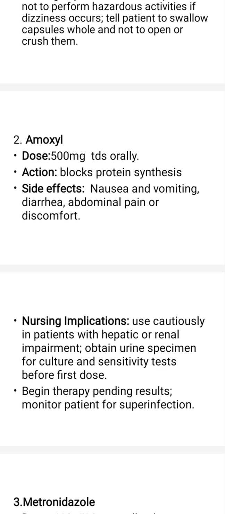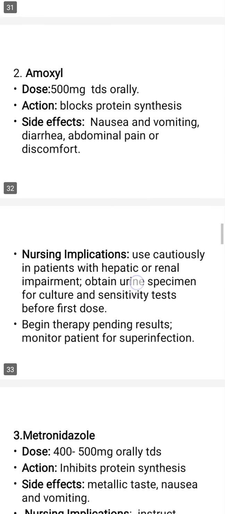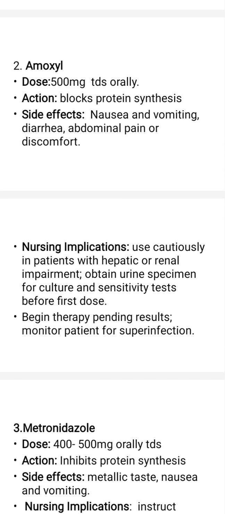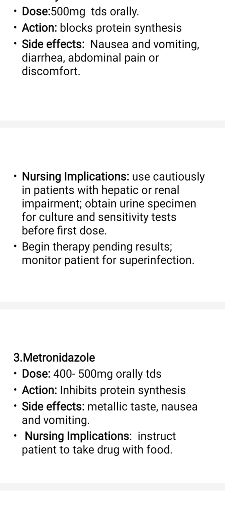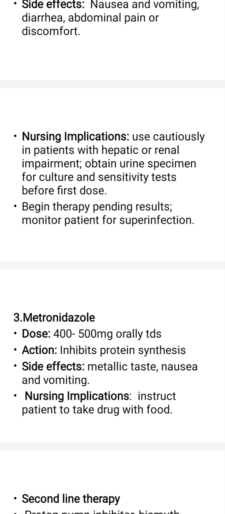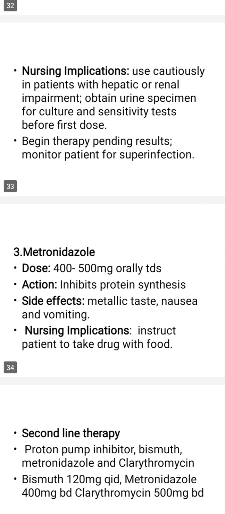Then we have also amoxicillin, 500 mg TDS orally, for 5 days. This one is an antibiotic. Its action is to block protein synthesis. It's more like a bacteriostatic. Side effects: NVD, nausea, vomiting, diarrhea. Nursing implication: you caution the patient with hepatic or renal impairment. Obtain a urine specimen for culture and sensitivity test before the first dose.